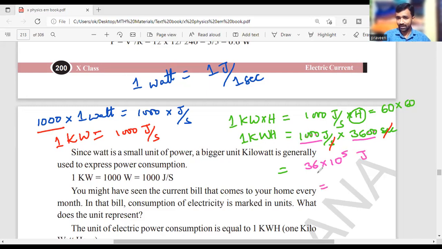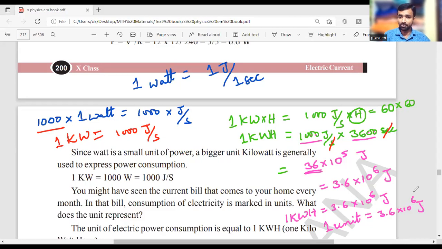Again I am converting this into decimal form. That is here 3.6 into 10, so 10 into 10 power 5 will be written as 10 power 6 joules. So what I got: 1 kilowatt hour is equal to 3.6 into 10 power of 6 joules. Here this 1 kilowatt hour is named as 1 unit. So 1 unit is equal to 3.6 into 10 power of 6 joules.